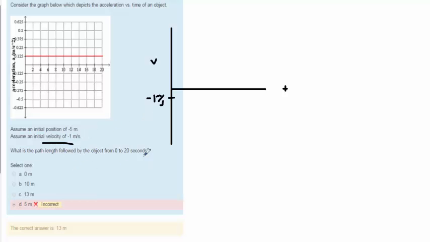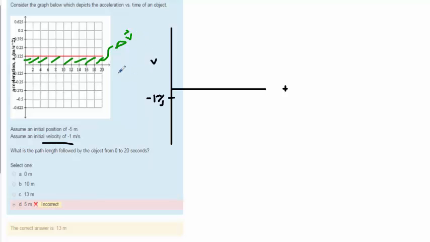And it's asking about the path length. Well, let's first construct this and then worry about what the question is actually asking for. So how would I continue on this graph? Well, I have the velocity versus time graph here, and what can I find out from this acceleration versus time graph I'm given? I can look at the area under this curve, which is constant because it's constant acceleration, and that will tell me the change in velocity.